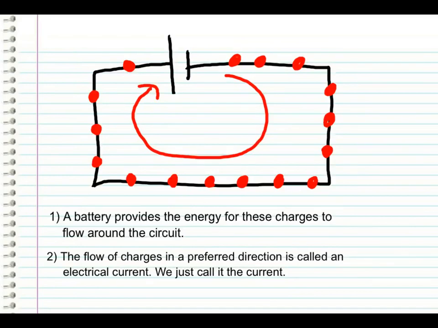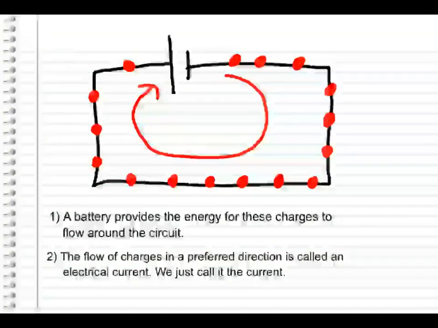A battery provides the energy for these charges to flow around the circuit. The flow of charges in a preferred direction is called an electrical current. We just call it the current.